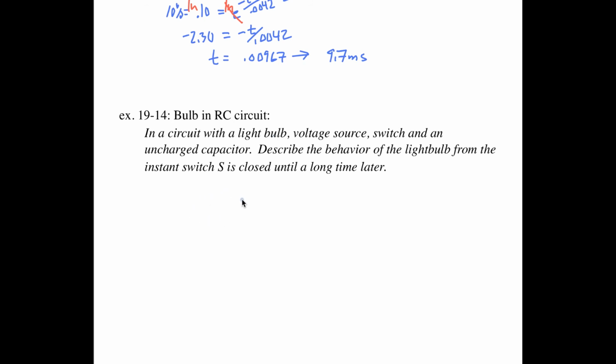So in this case, we have a bulb in a circuit. Let me draw Mr. Light. So we have a light bulb here, and we have our voltage source. We have a switch, and then we have our capacitor. And so the question is, right when we close this, what's going to happen? Describe what's going to be happening to this light bulb as time goes on.